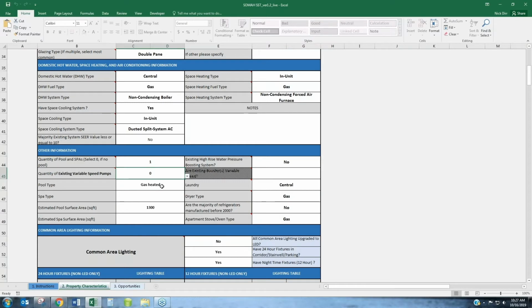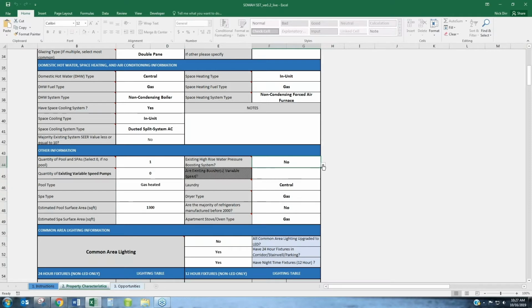Whether the pool is heated, and if so, whether it's gas, electric, or not heated or heated with solar. Same information if there's a spa. Then the surface area of the pool, and this is very easy to calculate. Usually you can even do this from Google Earth, especially if it's a rectangular pool, and just length times width. This will determine how much energy goes into heating the pool.